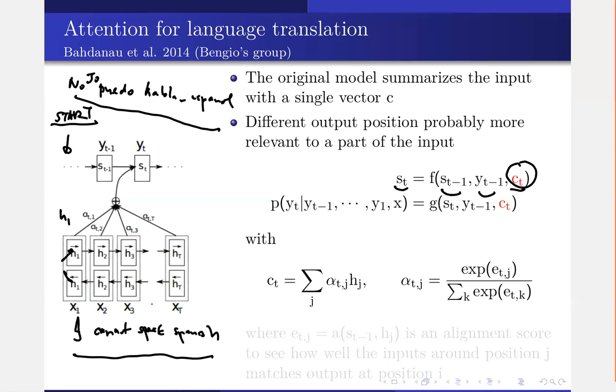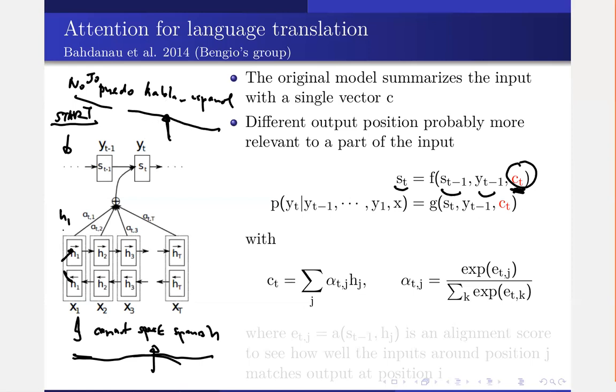For example, let's say I'm decoding "puedo", then my focus will be on "cannot" here. Or if I'm decoding "habla", my focus would be on "speak" here. So how can I do that? My CT here will depend on where we are decoding at the moment. And so you look at the CT, what is CT?